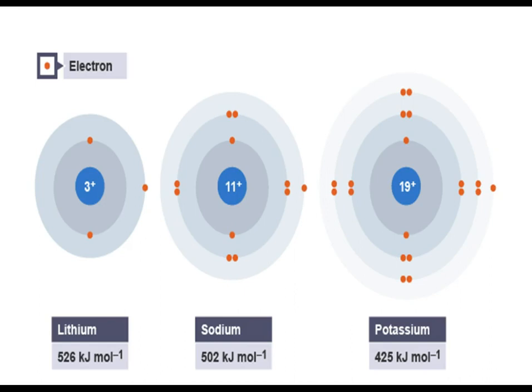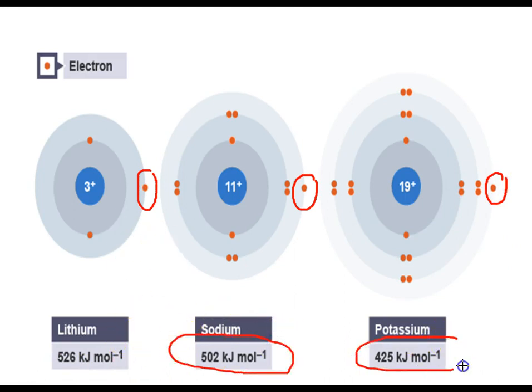So the first ionization energy is the energy required to remove the least tightly held electron from a gaseous atom. So I have lithium, sodium, and potassium, and we're using the Bohr models. Now, we know that the Bohr model is somewhat inaccurate, but it does give us an idea of how far the electron is from the nucleus. So on lithium, we would be removing this electron. On sodium, we would be removing this electron. And on potassium, we would be removing this electron. You can see the ionization energy is less for sodium and even less for potassium.